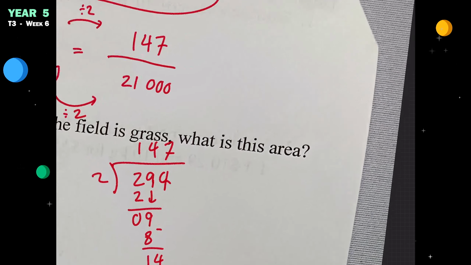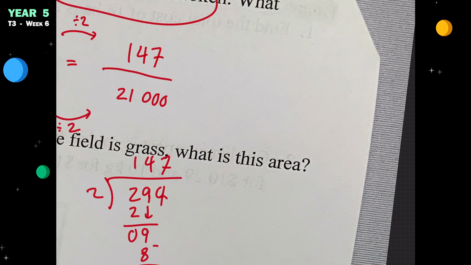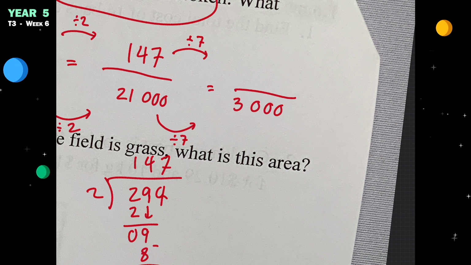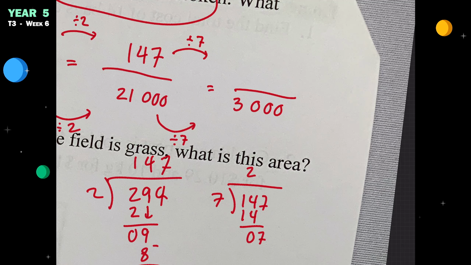Okay. Now, I think I'm starting to see something here. I can divide them both by 7. They're both divisible by 7, I'm pretty sure. So if you divide the bottom by 7, you will get 3,000. Now let's divide the top by 7. 147 divided by 7. 14 divided by 7 is 2. 2 times 7 is 14. No remainder, bring the 7 down. 7 divided by 7 is 1, so this will be 21.